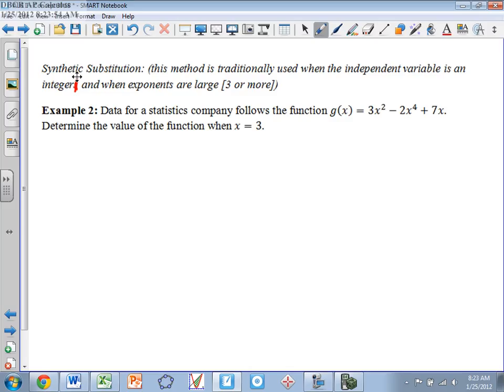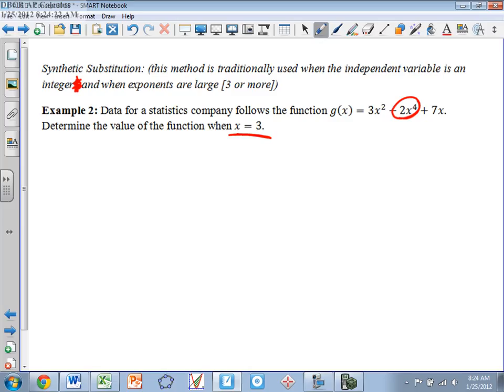But we're going to use synthetic substitution in the next few concepts, and you're going to see where it comes into play. For today, we're going to say that we're really just going to use it when the x value is an integer, and you have some sort of a higher exponent. Okay, you might not want to do 3 to the 4th. Granted, 3 to the 4th is 81, one of the ones that you might want to memorize. But again, that's traditionally when we're going to use it when x is an integer, and we have a higher exponent.